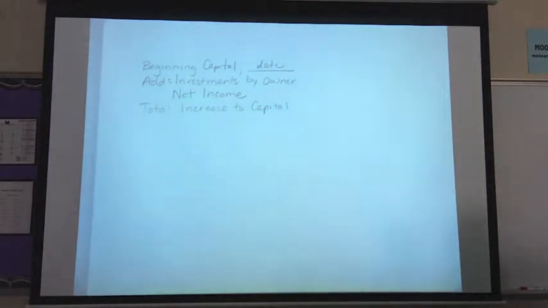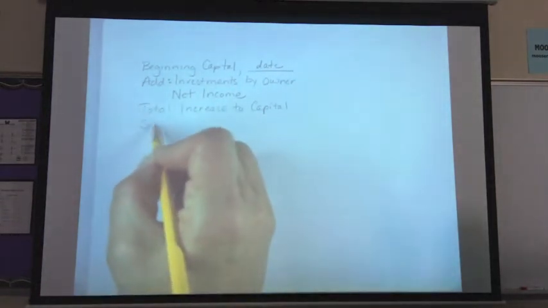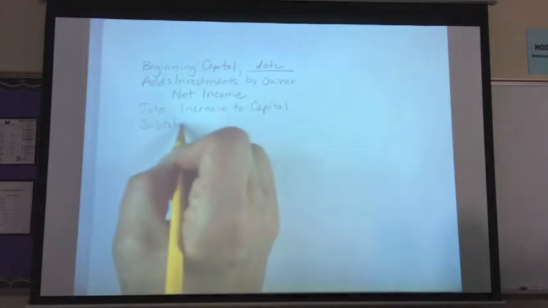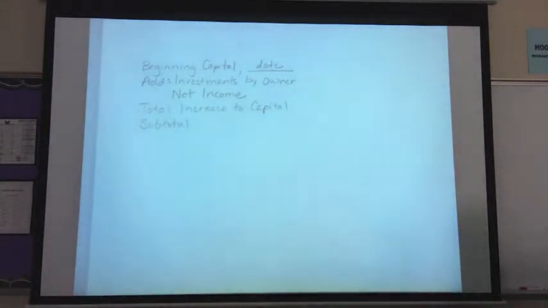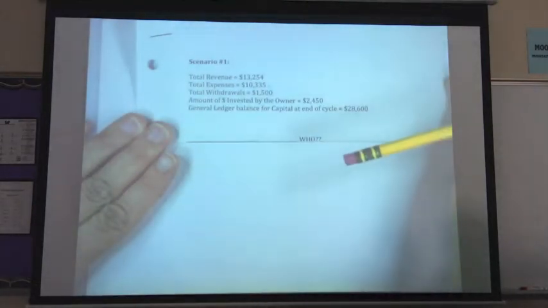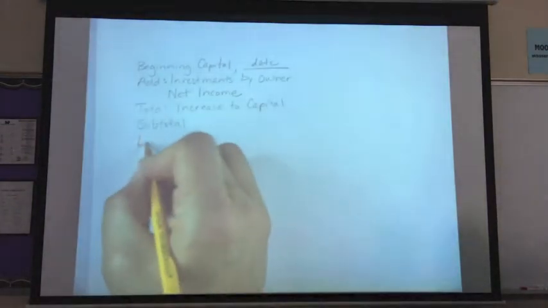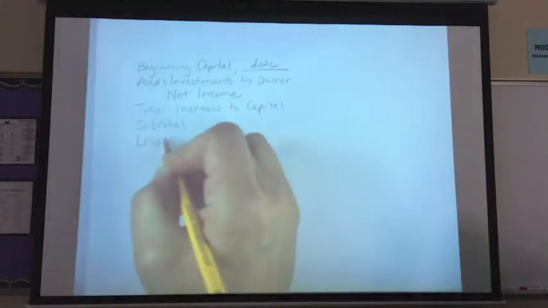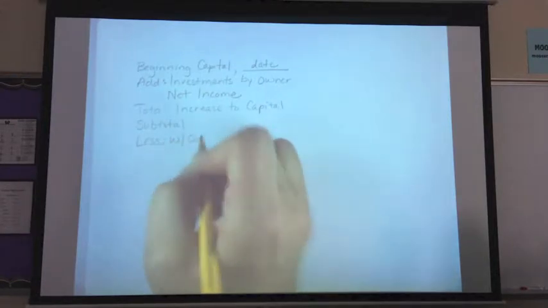The next line is one that we have to have on all of them. That's subtotal. Now we're going to worry about less things that we're going to subtract. Did we have any withdrawals? Yep, we had 1,500. So we will say less withdrawals by owner.